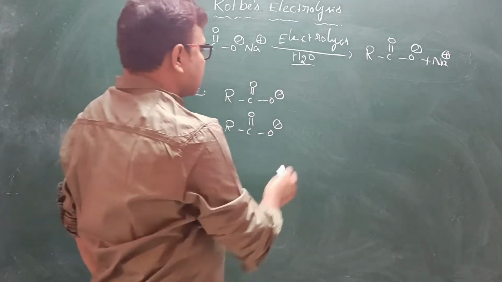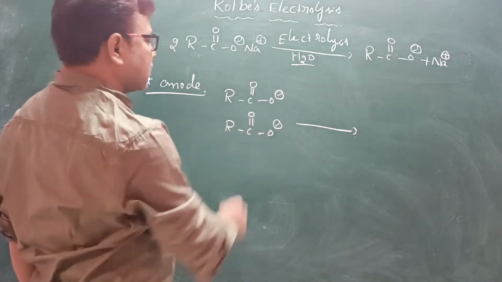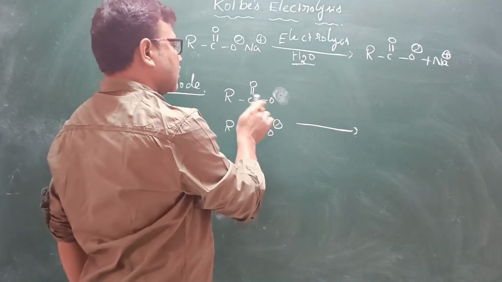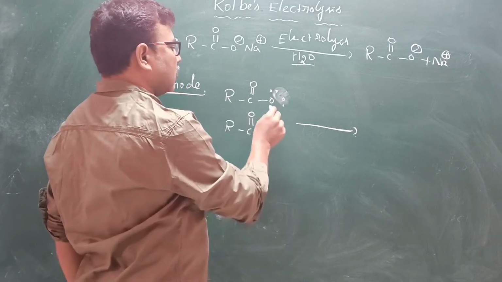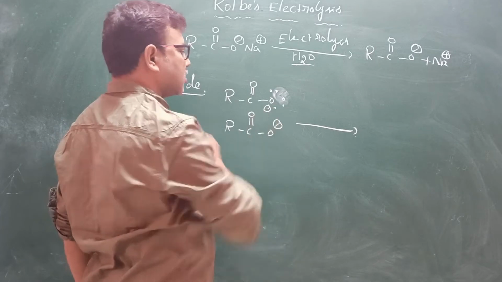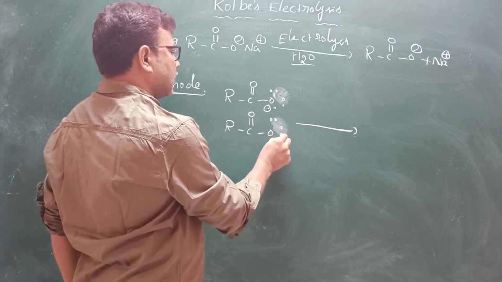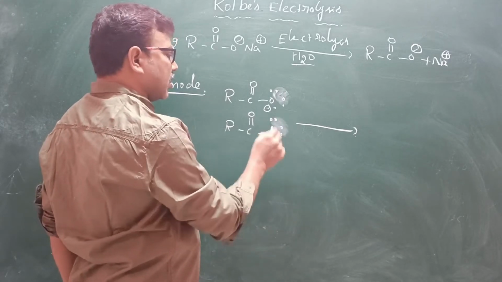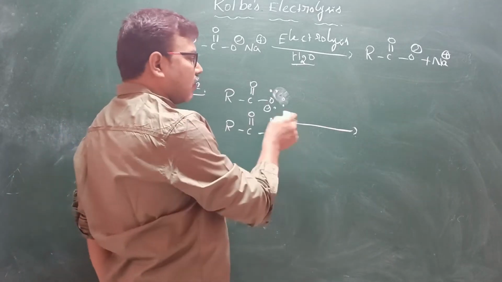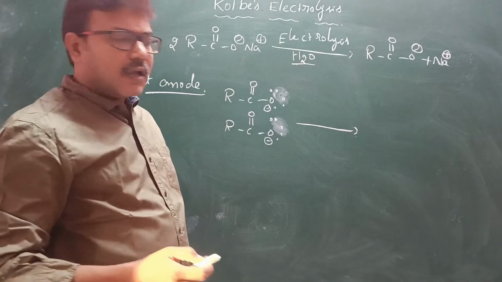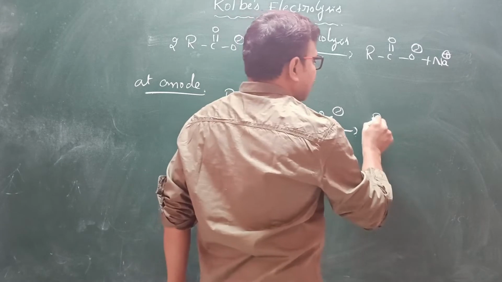Now how many electrons does this oxygen valency contain? Actually oxygen has 6 valence electrons. One electron is involved in bond formation, and it has a negative charge. Here also, one electron is involved in bond formation, so it now has 5 electrons and a negative charge. Oxidation means loss of 1 electron. Each carboxylate anion loses 1 electron, so a loss of 2 electrons, and they are converted to free radicals.